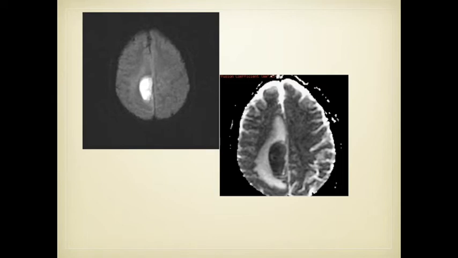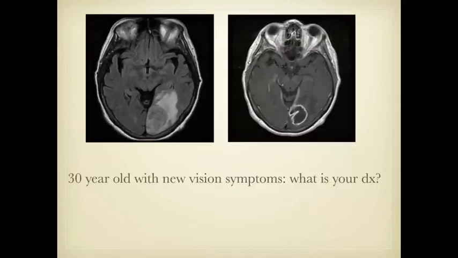of restricted diffusion. Again, not all things with restricted diffusion are abscesses. Some metastatic lesions and some glial tumors, as well as lymphoma, can have restricted diffusion. But it should make you put brain abscess pretty much at the top of your list. And so the clinical approach should be to biopsy sooner than later if brain abscess is a consideration. So this is a classic appearance of a brain abscess.